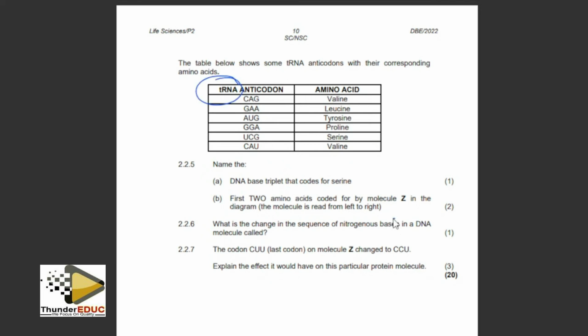If they say this is DNA and they gave you DNA at the beginning, then you don't need to change. If they give you DNA and what is here is transfer RNA, you have to change it to messenger RNA and then to transfer RNA. In this case, they say name the DNA-based triplet code for serine. Now this is transfer RNA. Serine is here, so I'm going to say it is UCG. This is transfer RNA. Convert it to messenger, which is going to be AGC. Then convert it to DNA because they want DNA.